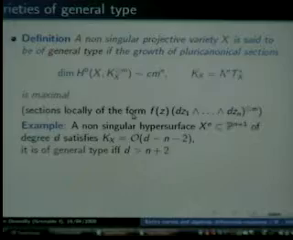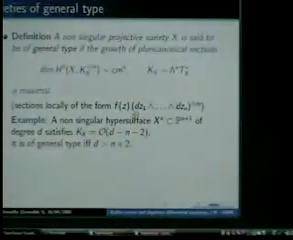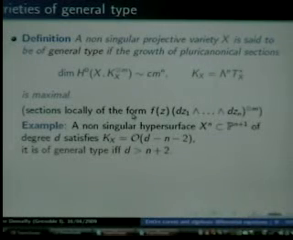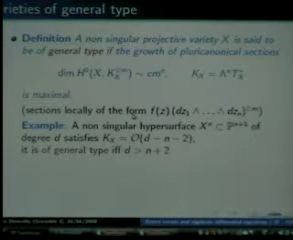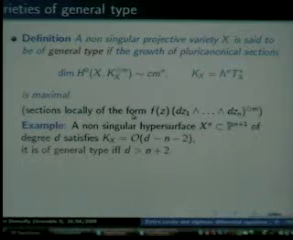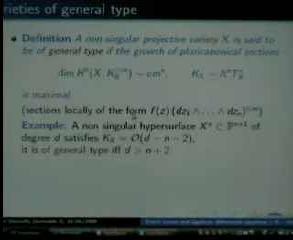A basic example is when you take a non-singular hypersurface X_n in P^(n+1) of degree d. Then the canonical bundle is the tautological bundle of projective space with the coefficient d minus n minus 2, O(d-n-2). And this is ample if and only if d is at least n plus 2. So for large degree, larger than the dimension plus 2, you have a variety of general type.